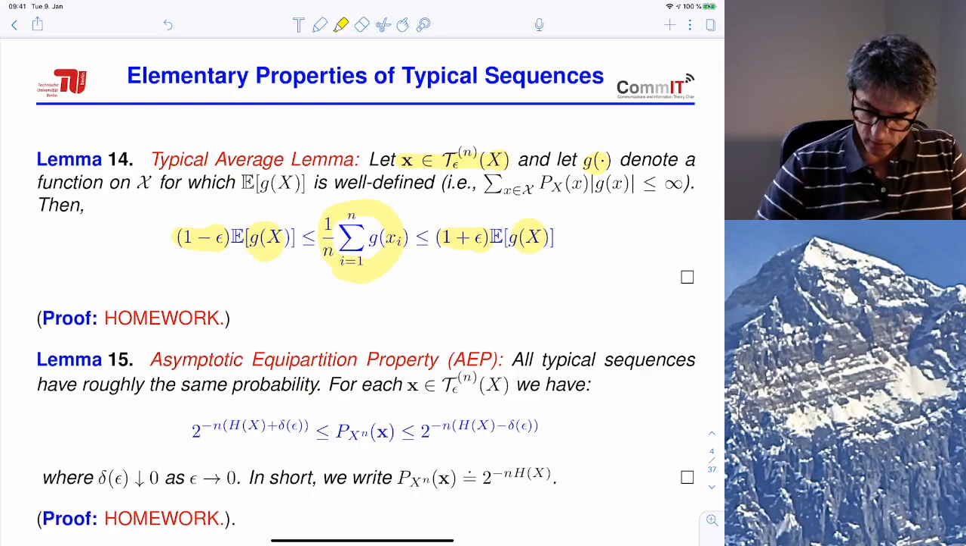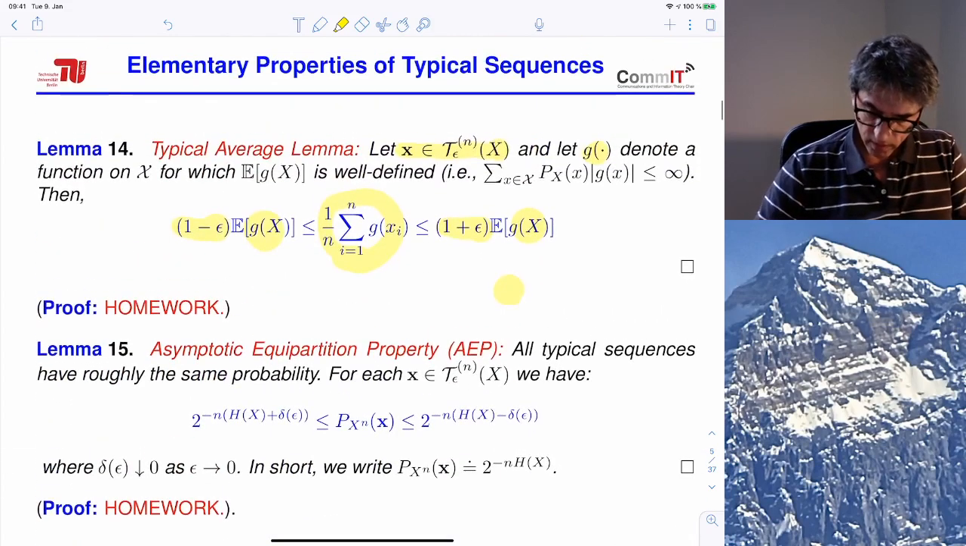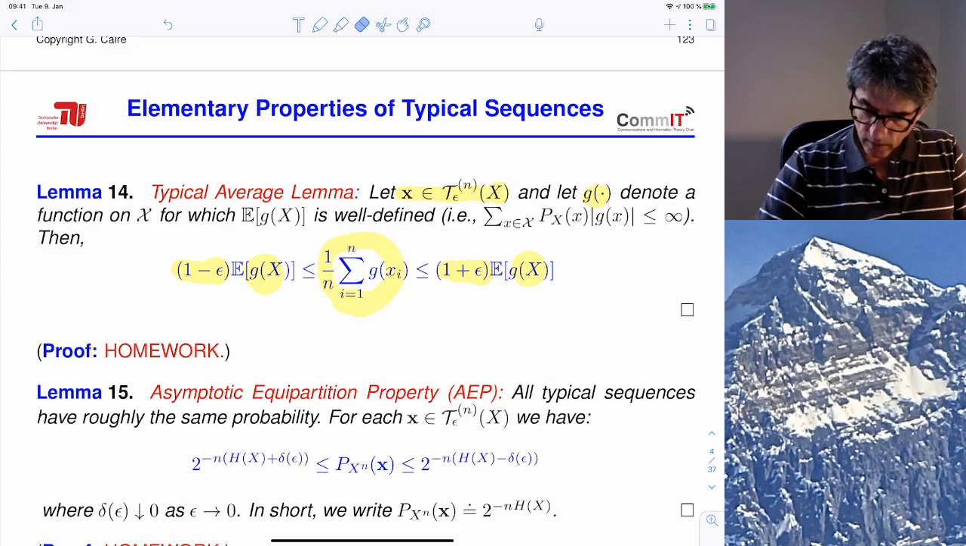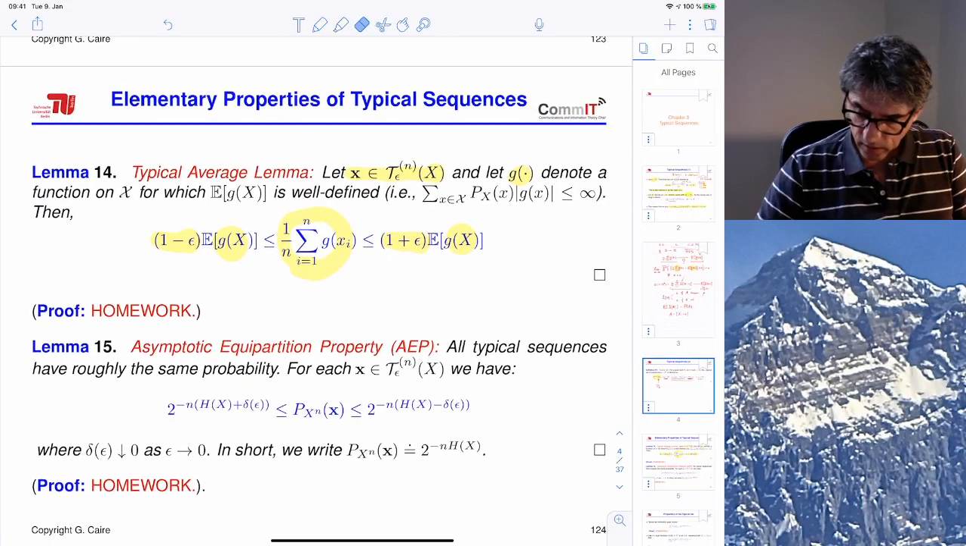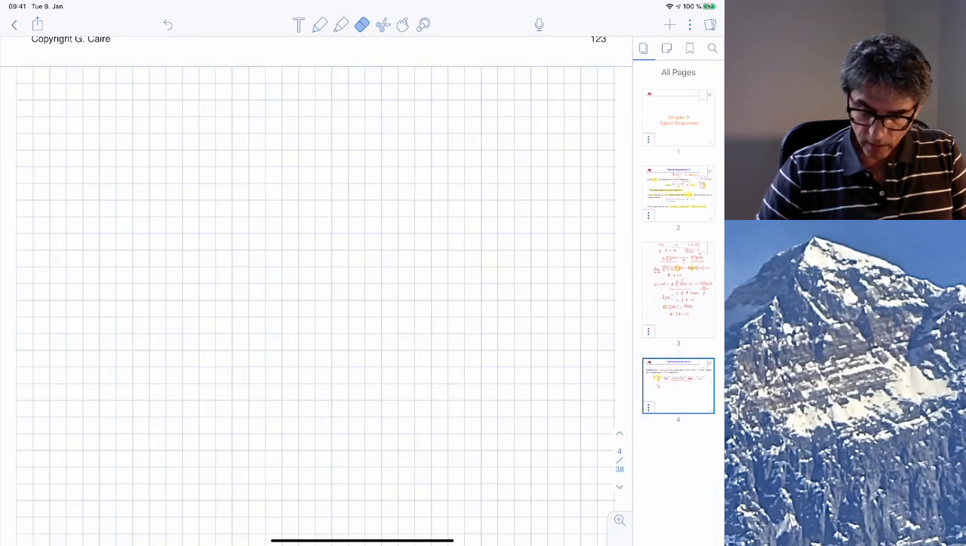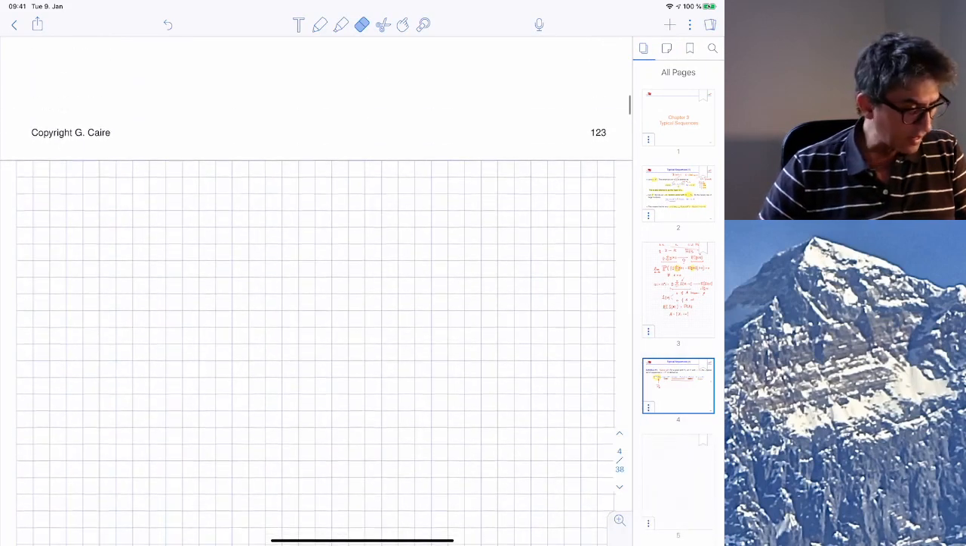Okay, why is it not sliding anymore? This thing sometimes doesn't work. So I'm going to add another page here. Okay, let's prove this typical average lemma.